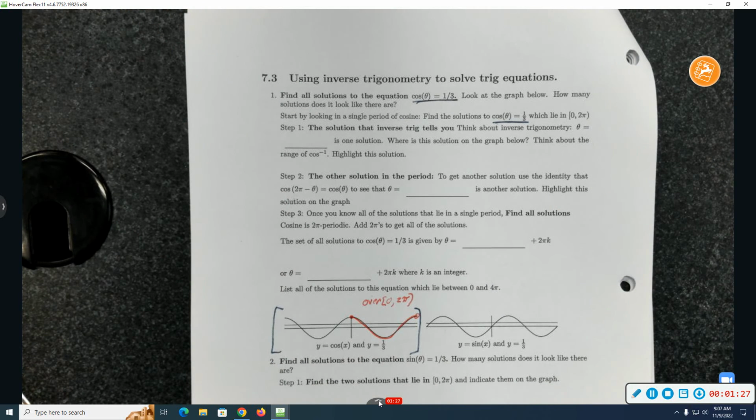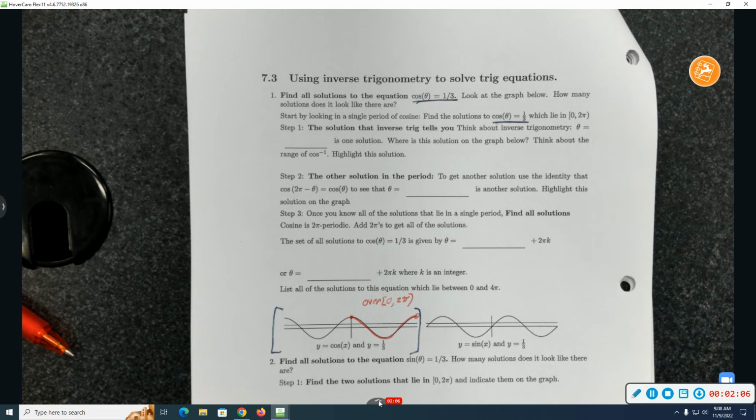How many solutions are there over that period? 2 of them. Over just the orange bit, there are 2. So let's try to find those 2 solutions first. In fact, let's just find one solution first. What is an angle whose cosine is 1 third? Or what's the name of such an angle? I'm asking for a formula that gives you a solution to this.